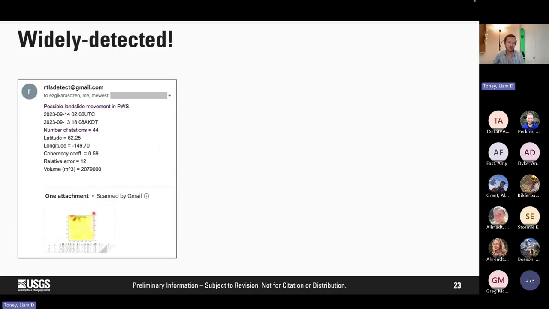So what you see here in this heat map is that there's sort of some lobes of energy, but it's kind of off the grid. And so that was one challenge, is that the tool wasn't actually optimized for the location of Denali. However, it was still able to detect the event.